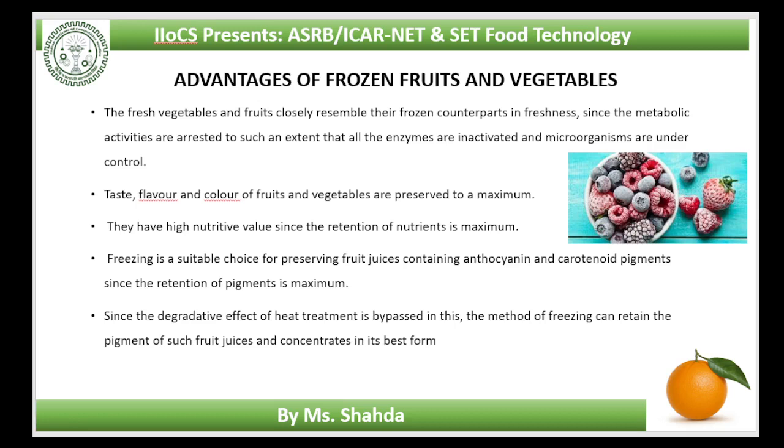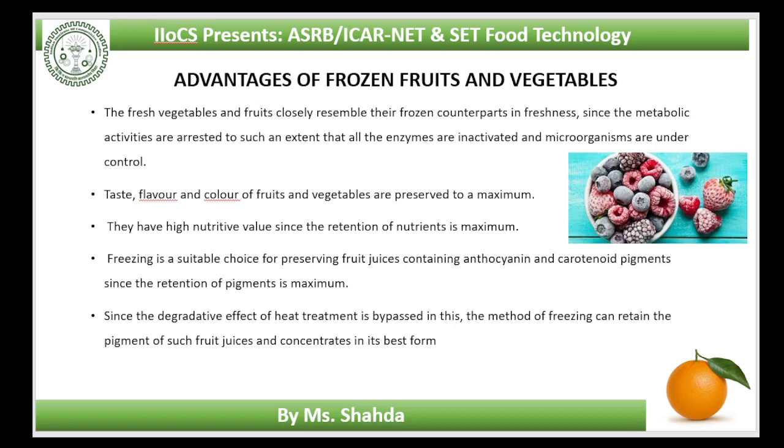Since frozen vegetables have already been subjected to a heat treatment, they require less time for cooking, thus saving considerable time in the kitchen and also saving fuel. Greater convenience in handling and preparation. Freezing is a suitable choice for preserving fruit juices containing anthocyanin and carotenoid pigments, since the retention of pigment is maximum. They offer more hygienic food.